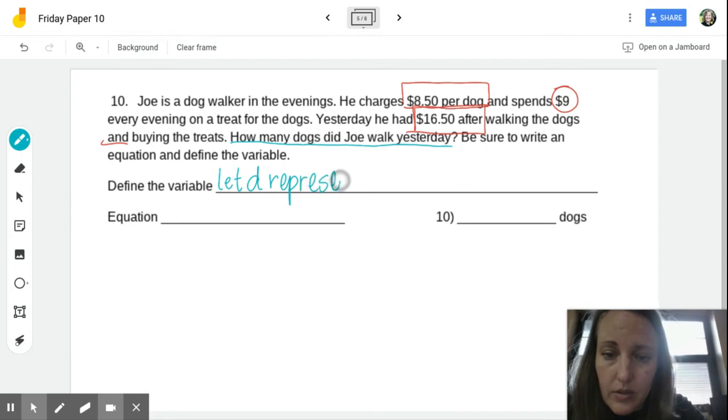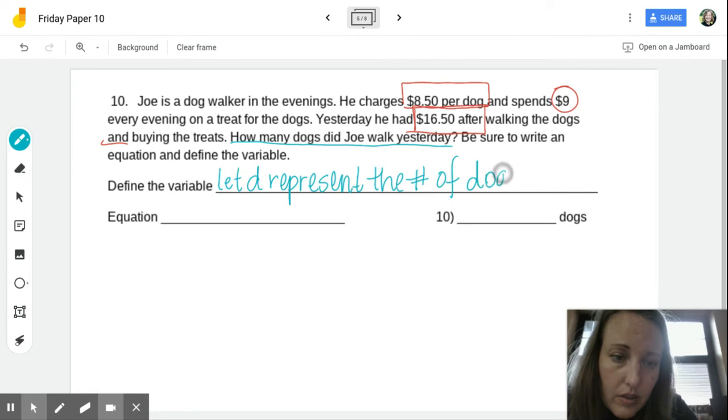and what is it looking for? How many dogs Joe walked yesterday? I'm going to say the number. I know that's hashtag, but it's also number. The number of dogs Joe walked. Okay, we'll keep it short and simple like that.